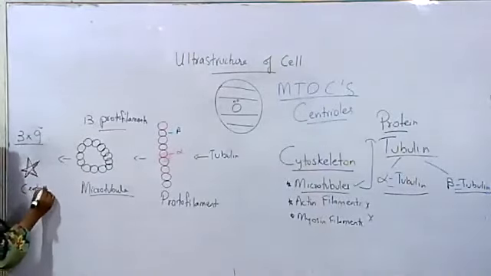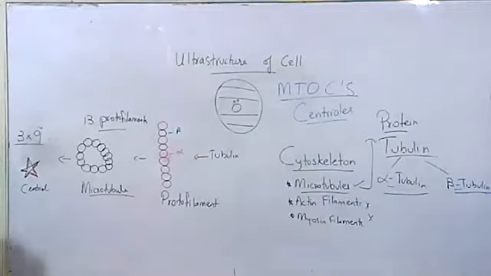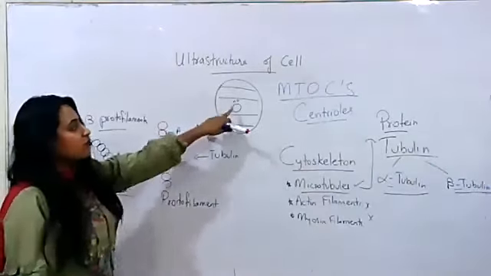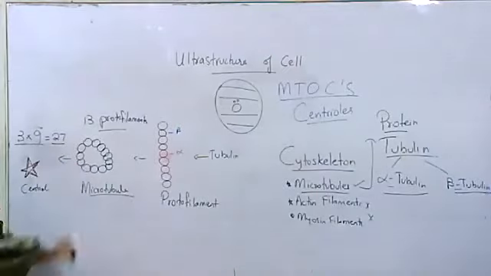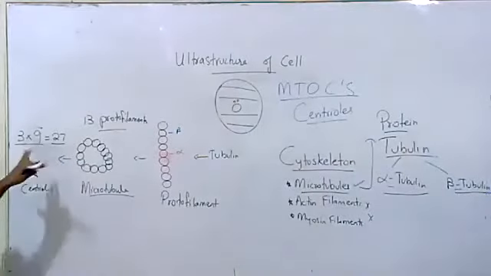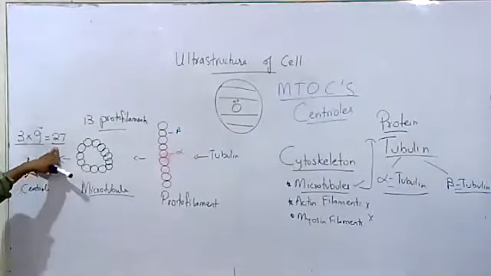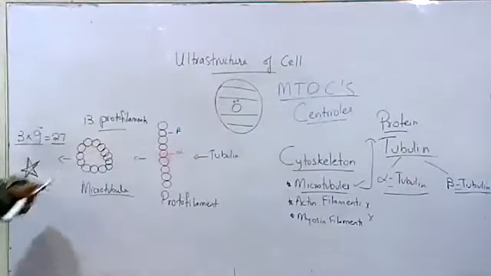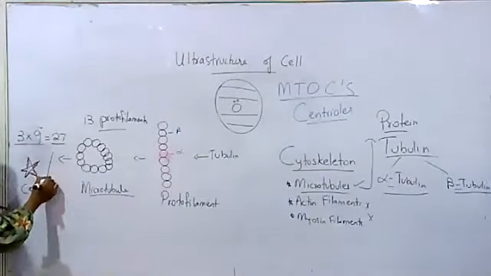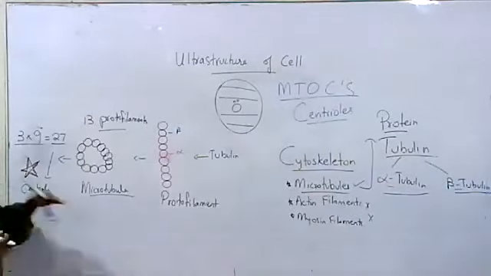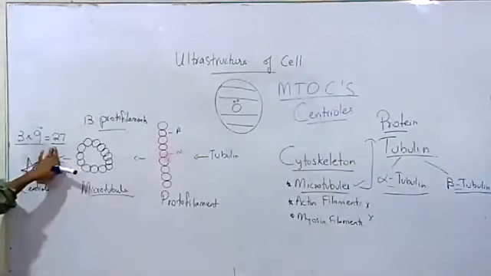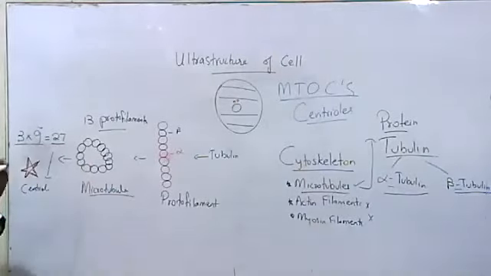And we have a pair of centrioles, like we have 2 centrioles, right? So the pair of centrioles, 3 into 9, that is equal to how many? 27, right? So total 27 microtubules make up the centrioles, right? And if in the past papers they ask you how many protofilaments are present in these 27 microtubules.